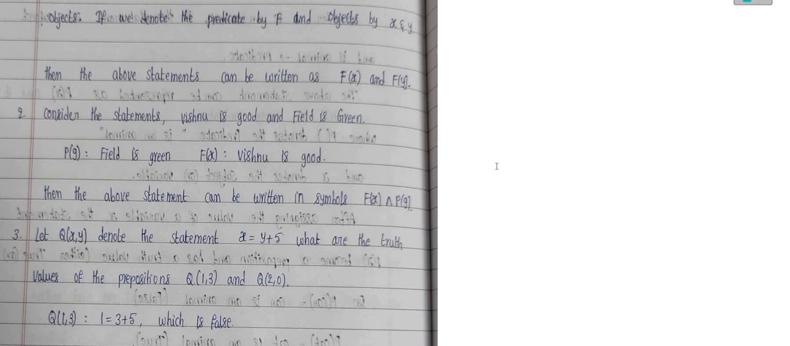Third one: let Q of x comma y denote the statement x equal to y plus 5. What are the truth values of the propositions Q of 1 comma 3 and Q of 5 comma 0? For Q of 1 comma 3, we replace x with 1 and y with 3. Then we get the equation 1 equal to 3 plus 5. The value of the RHS is 8. That means 1 equal to 8, which is false. That's why the truth value of Q of 1 comma 3 is false.